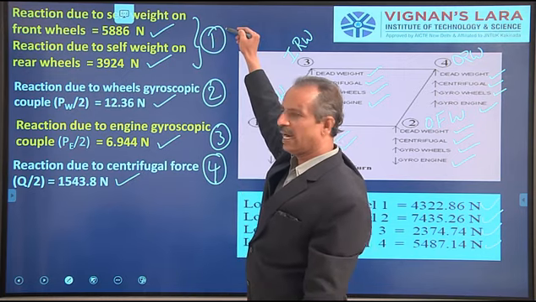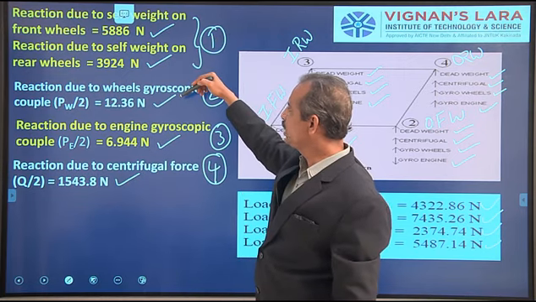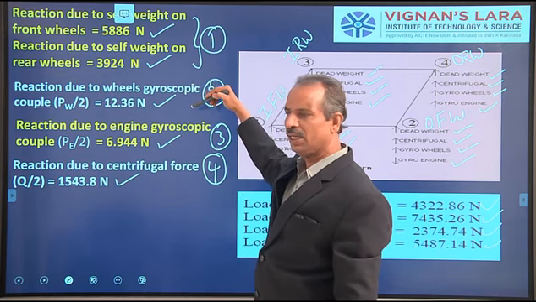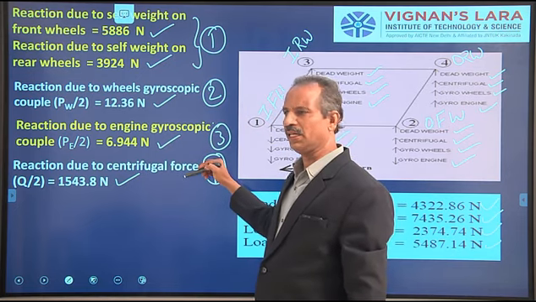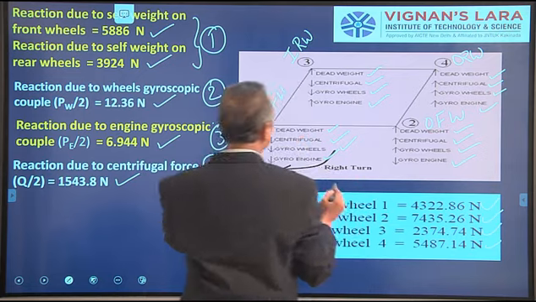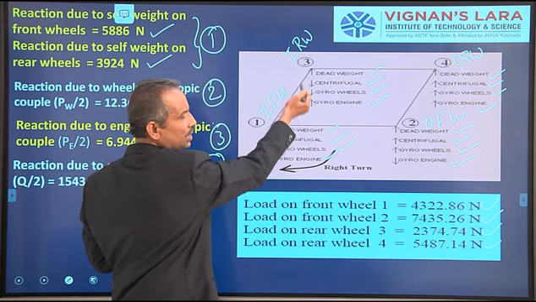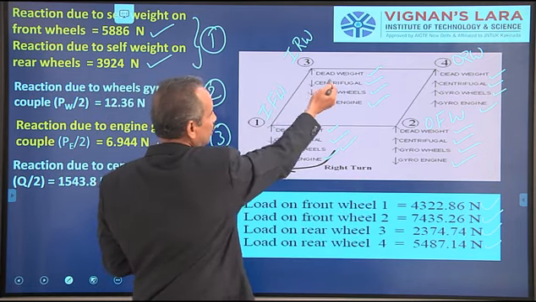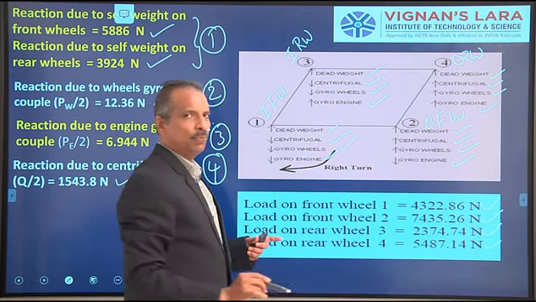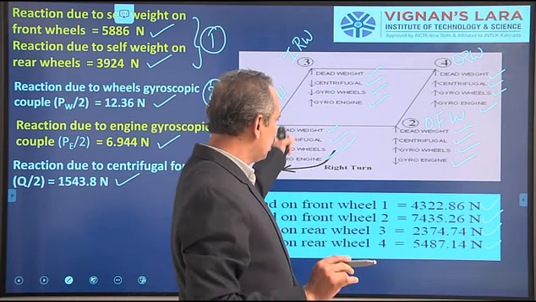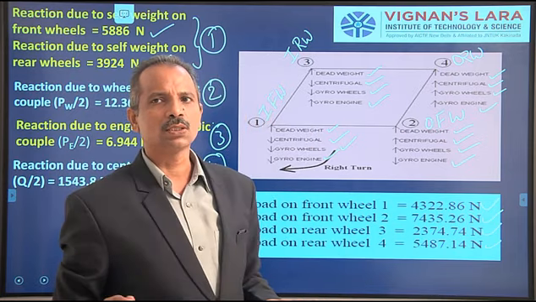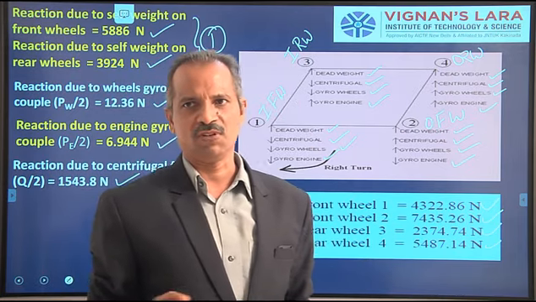This is the weight category. This is the engine. This is the wheel gyroscopic category. This is the engine gyroscopic category. This is the centrifugal category. And those things apply as per the signs available here. This is very, very important. Okay. So if you are sure about how to solve this problem, you can solve any problem in gyroscope comfortably.